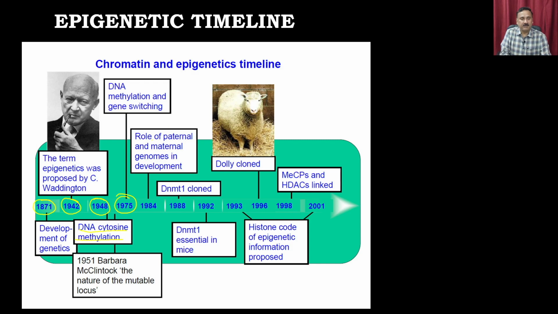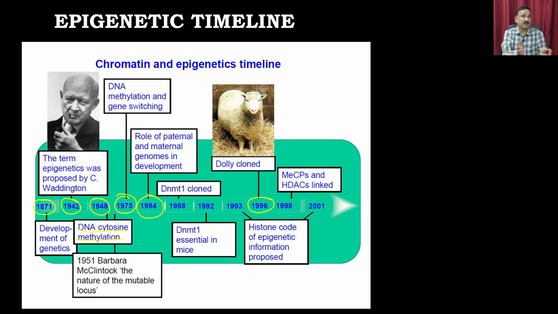And then in the year 1984, the role of the paternal and maternal genome was discovered in development. They also started doing a lot of experiments involving cloning, and as a result, in 1996 Dolly was discovered, Dolly being cloned. Subsequent to that, people also studied histones.